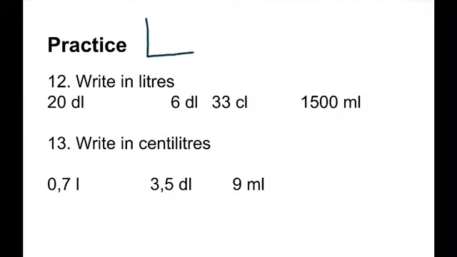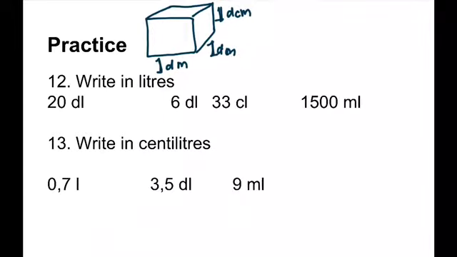So if we had this cube and it was 1 decimeter wide, 1 decimeter deep, and 1 decimeter tall. And if we multiplied those to find the volume, because volume is the length, the width, and the height, so that wide, that deep, and that high, then this is equal to 1 liter. So that is what it is.